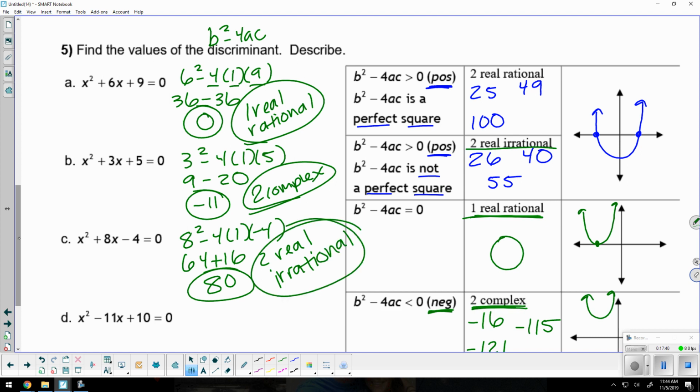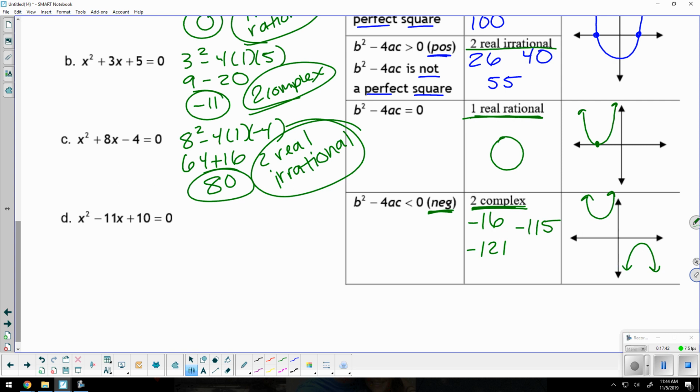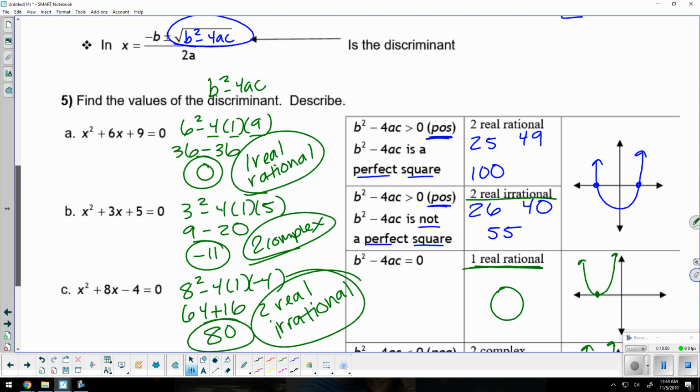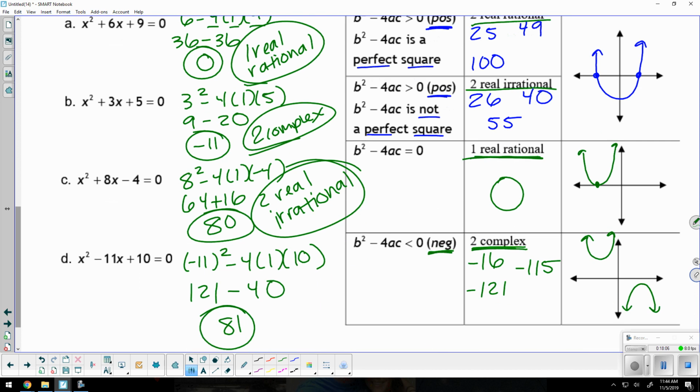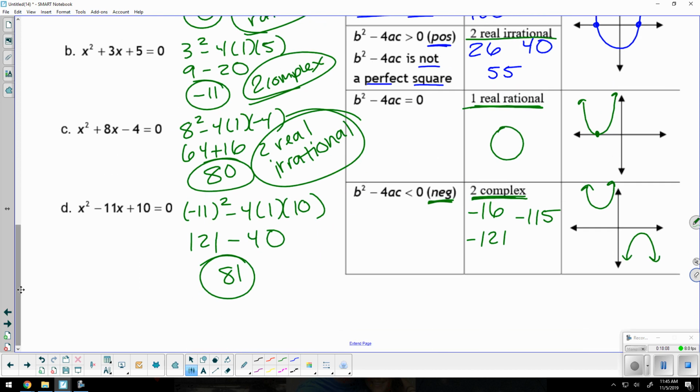Okay, and the very last one, if you do b squared minus 4ac, so if I do negative 11 squared minus 4 times 1 times 10, that's going to be 121 minus 40, and that would just be 81. So that's my discriminant. Okay, 81 is a positive number, and it's also a perfect square, which means you would have two real but rational solutions. So the type of solutions we would have to problem D would be two real and rational solutions.